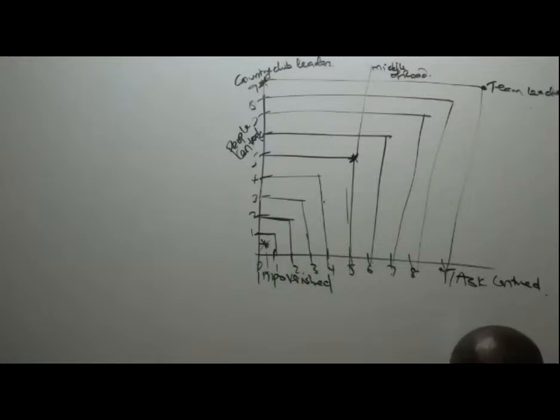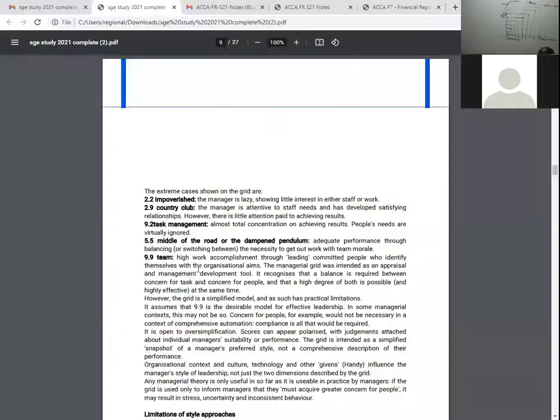And don't forget the team leader. The last one here is the team leader. High work accomplishment through leading committed people who identify themselves with the organizational aims. The managerial grid was intended as an appraisal and management development tool. It recognizes that a balance is required between concern for task and concern for people, and that a high degree of both is possible and highly effective at the same time.